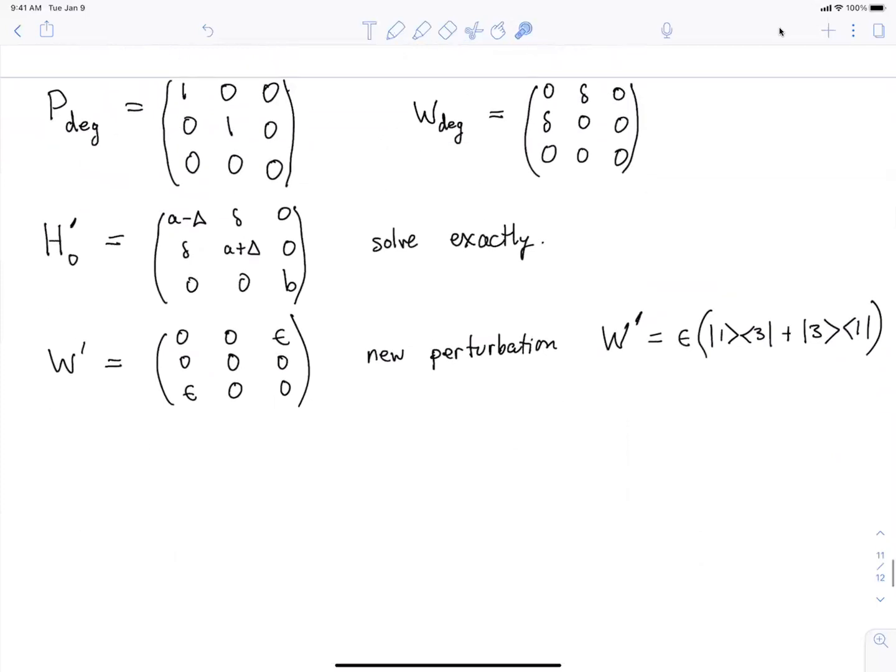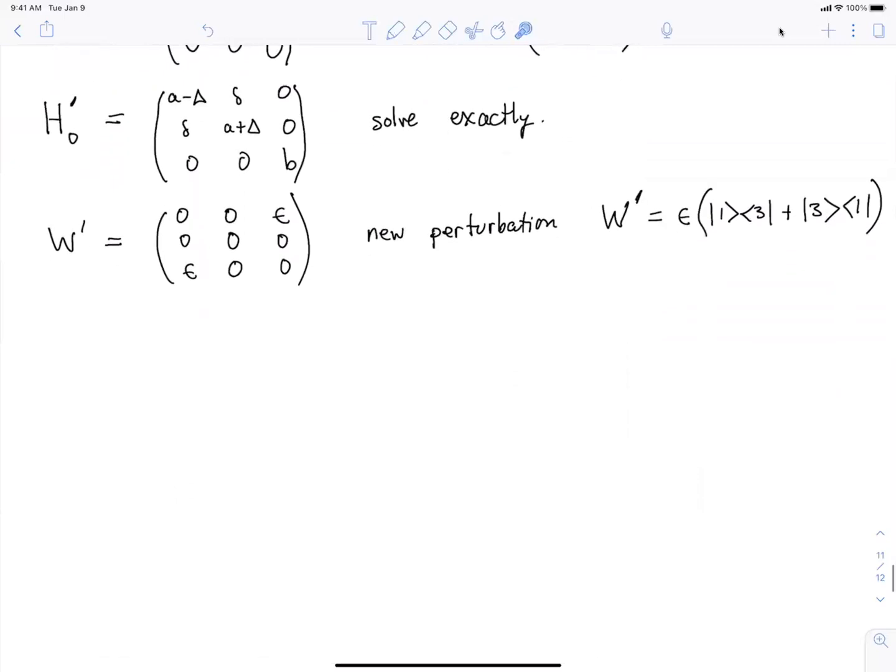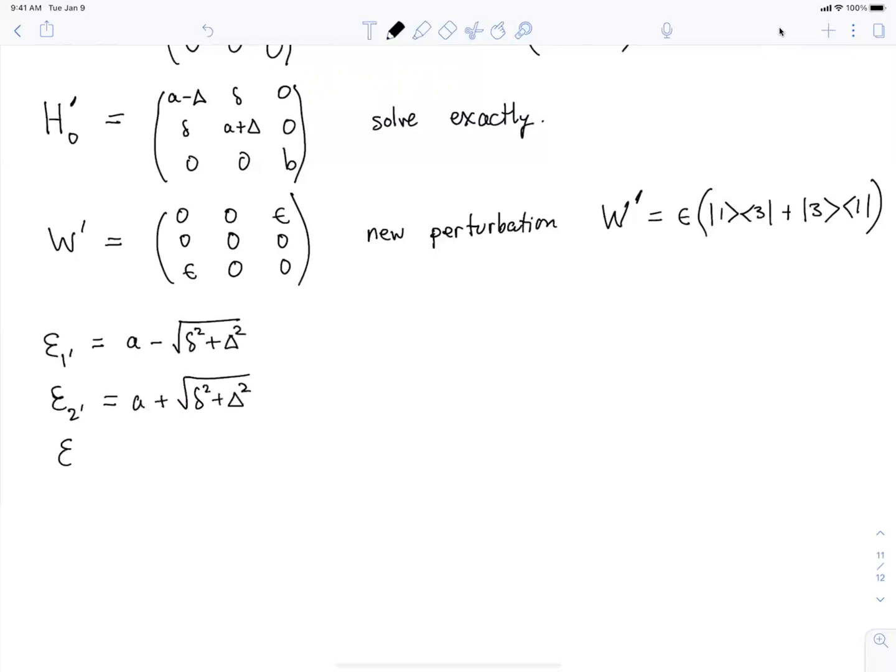The first thing we have to do is this part. We have to solve this exactly. And so let's just write down the result for that. Curly E1 prime is going to equal A minus the square root of little delta squared plus capital delta squared. Curly E2 prime is going to be A plus that square root. And curly E3 prime is the same thing as curly E3, so that's B.